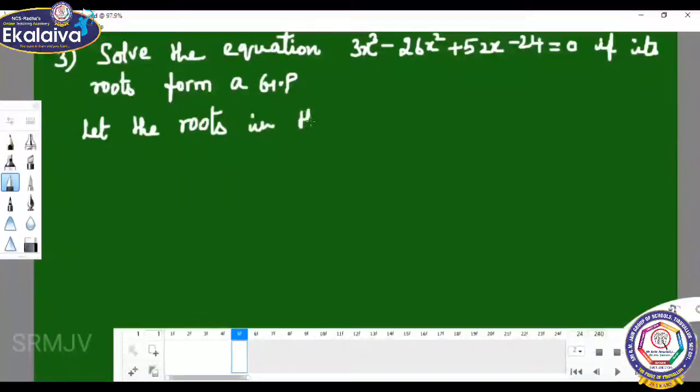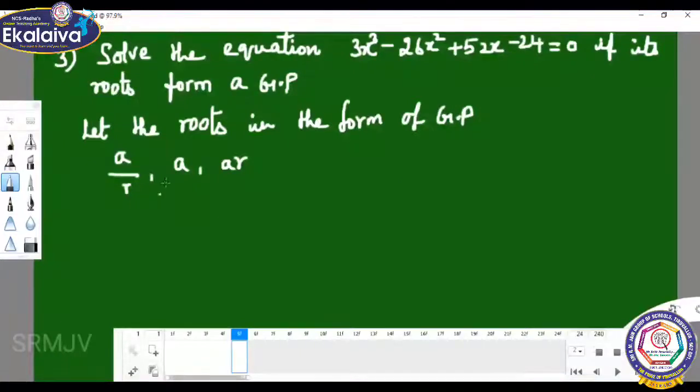Let the roots be in the form of GP. So what is the GP format? If it is AP format, it means a minus d, a, a plus d. If it is in GP format, it is a by r, a, ar.